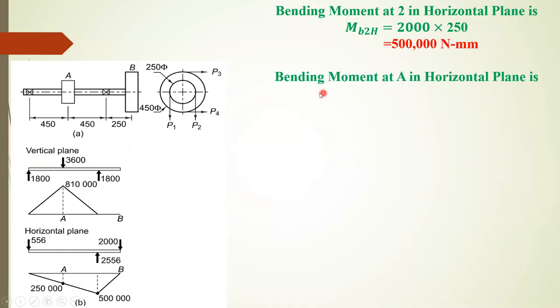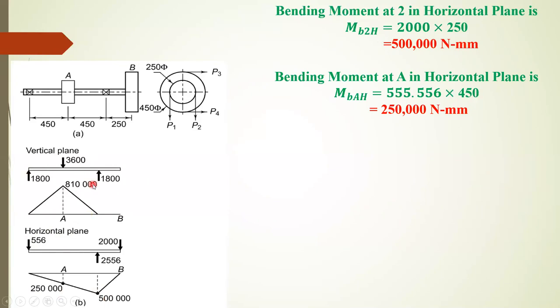Similarly, the bending moment at A in horizontal plane: for point A, I will take this force, 556 for the horizontal plane. It is 555.556, that is the exact value I have to take here, multiplied by 450. 450 is nothing but this distance, you can see here up to point A. So by that calculation, the bending moment at A is nothing but 250,000 Newton mm. You can see in this diagram also 250,000 and 500,000. So these are the bending moments.